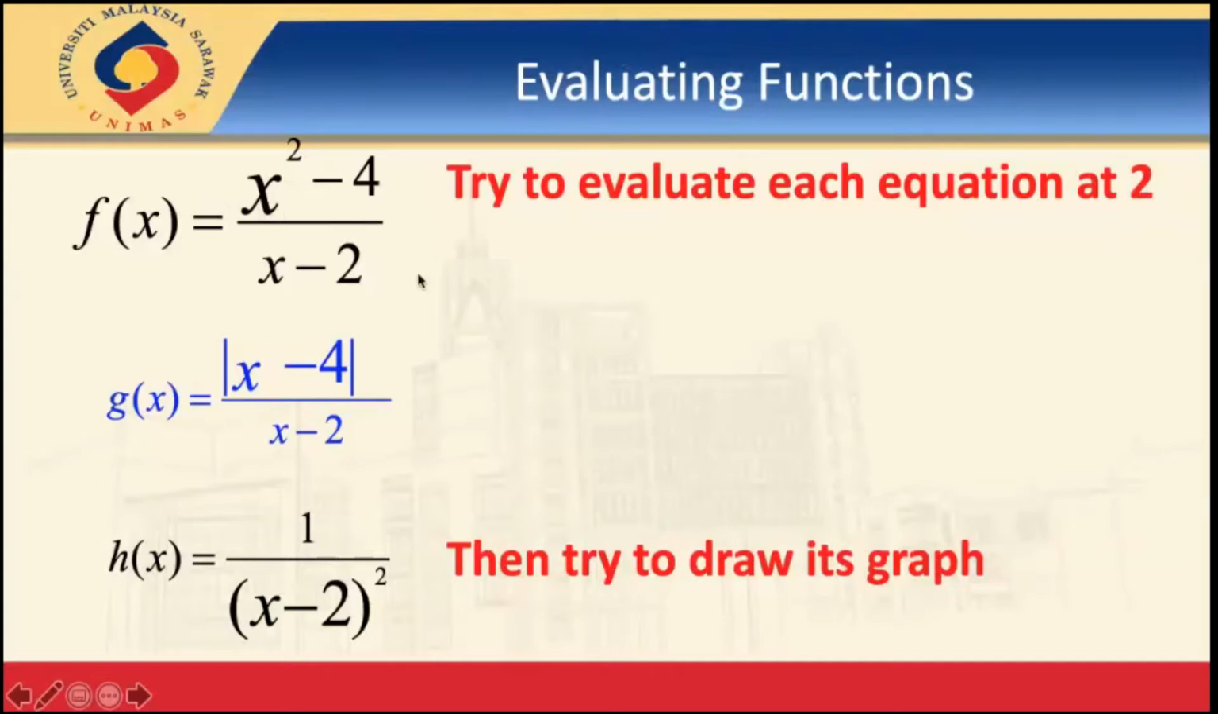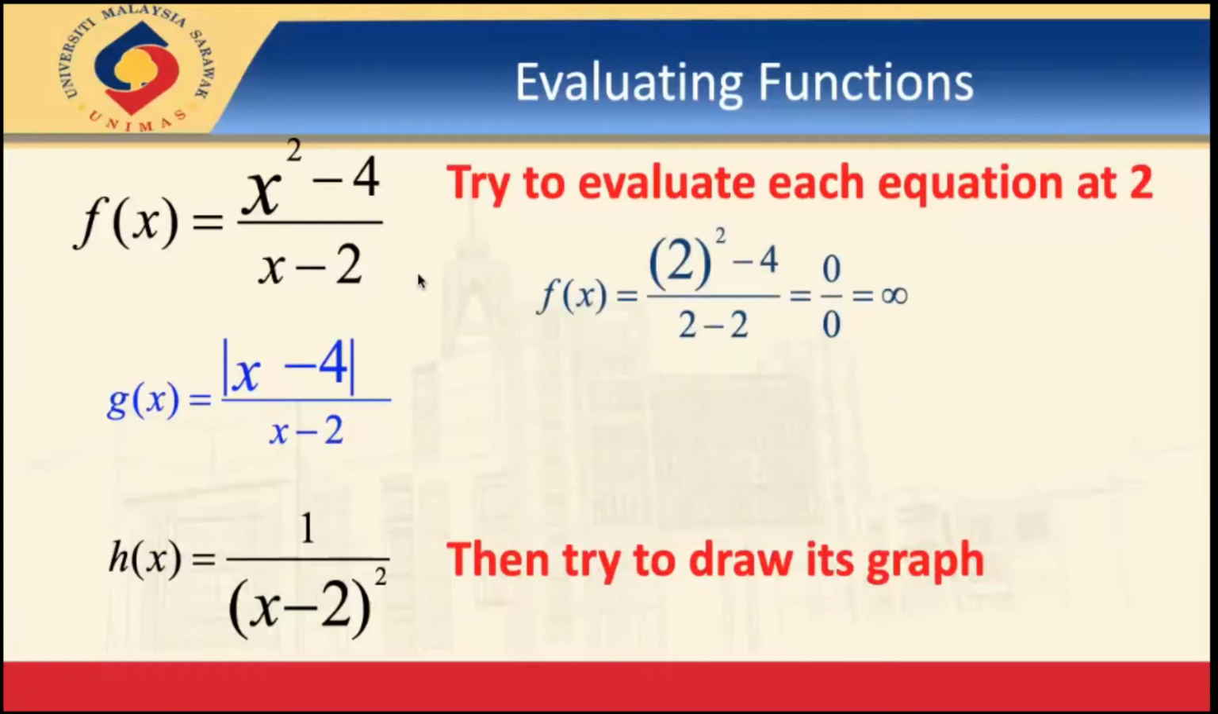value by 2. So the first function will become like this: f of x equals 2² minus 4, where x is replaced by 2 in the numerator, and in the denominator x is replaced by 2, so 2 minus 2. So 2² is equal to 4, and 4 minus 4 equals 0, and 2 minus 2 equals 0. So you see the function's final value is infinity, because 0 divided by 0 is infinity.